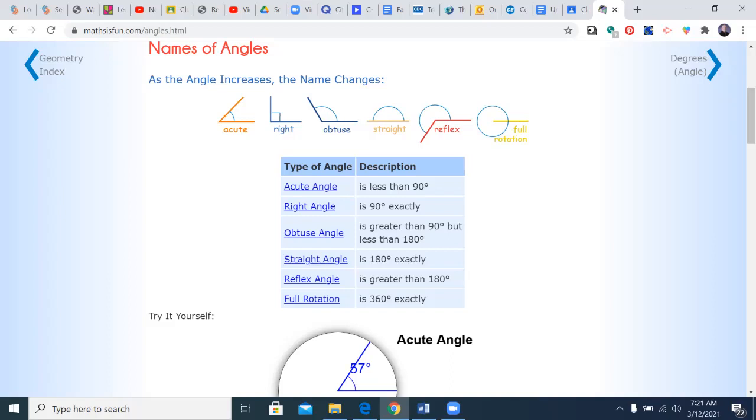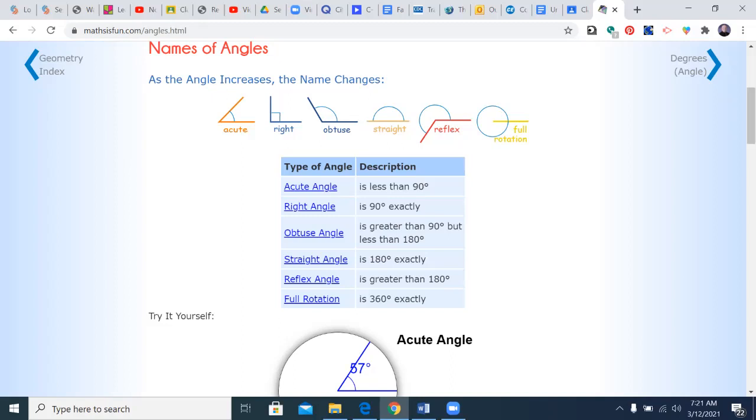So if it's 89.9 degrees, it's still an acute angle. At 90.0000, it is a right angle. Now, if it gets to 90.1, but stays less than 180, it's called obtuse. And unfortunately, a good word to remember is obese. Obese means bigger, at least in the human body. You're too big. Well, obtuse angles are bigger than right angles. So that's how I remember it.